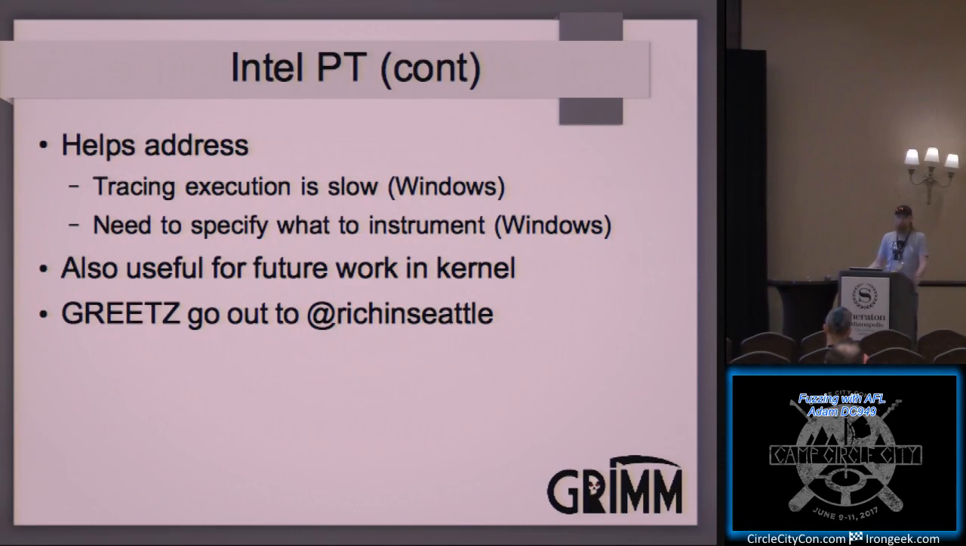So this addresses the problem that tracing is really slow on Windows, and that you need to specify what code you actually care about. Once the driver gets a little more mature, it's basically going to solve that problem. And it's also useful for future work in the kernel, should something like AFL be written to do that.